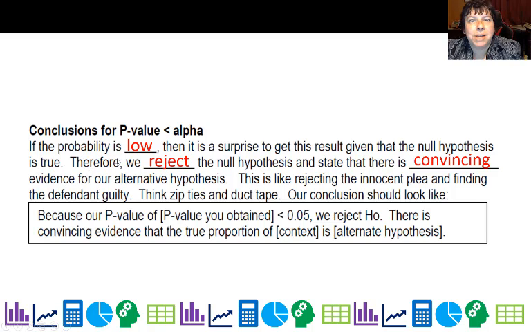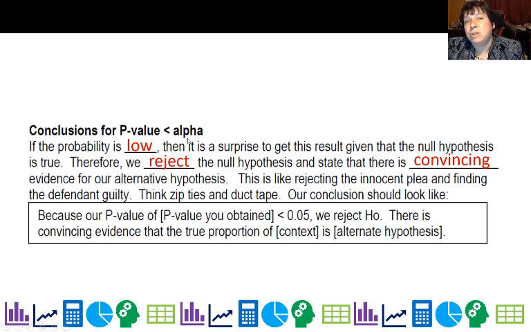For example, zip ties and duct tape. If you're really innocent, what's the probability that you accidentally bought zip ties and duct tape right before a kidnapping that you're about to be accused of? Incredibly low. So this is the boilerplate that you can use to write your conclusion.